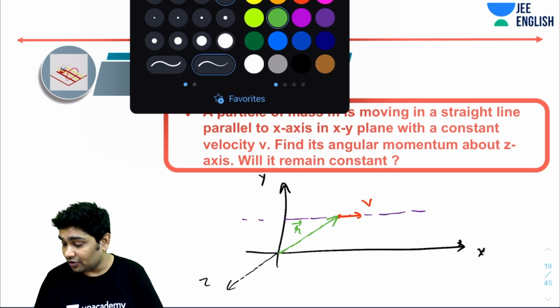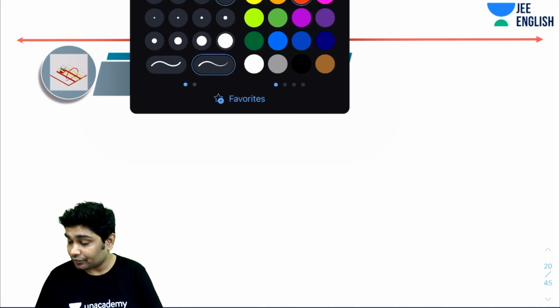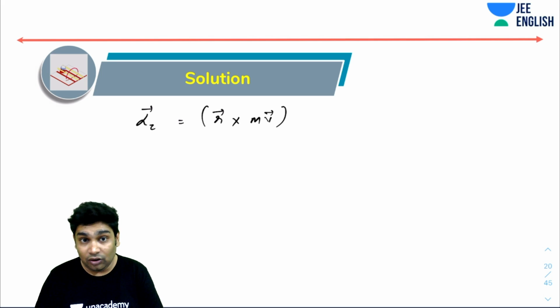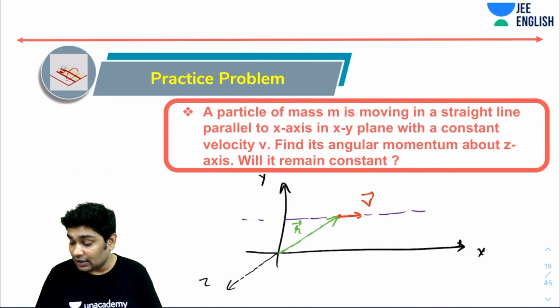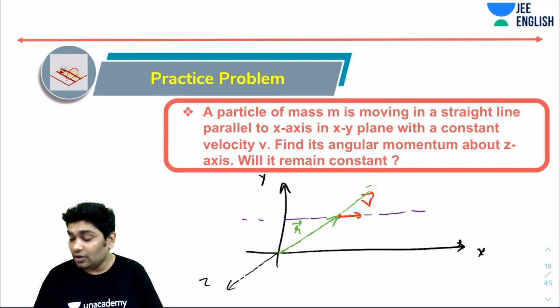This is where your v vector is going. All you need to do is calculate, I know, angular momentum for z axis would be r vector cross m times v vector. Now obviously what you will realize is that the direction of r cross v, let's first figure out that. So r is going like this, v is going like this.